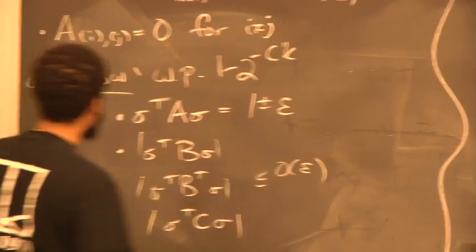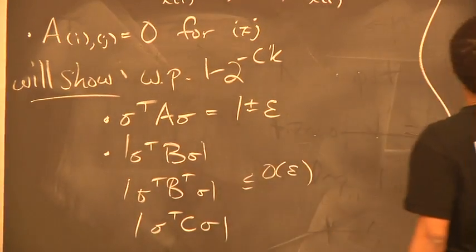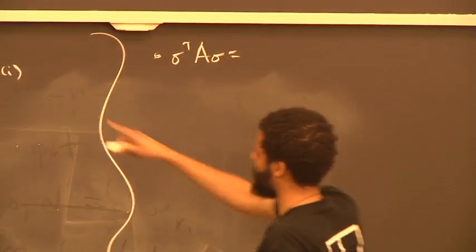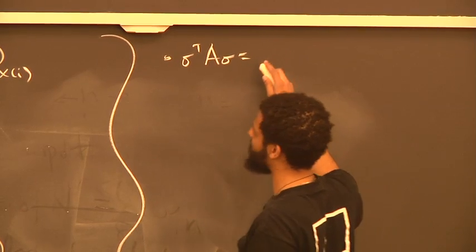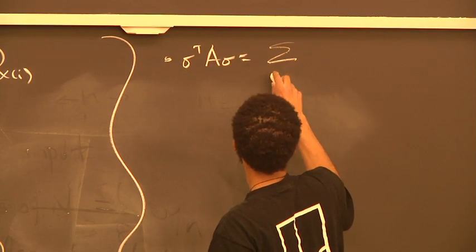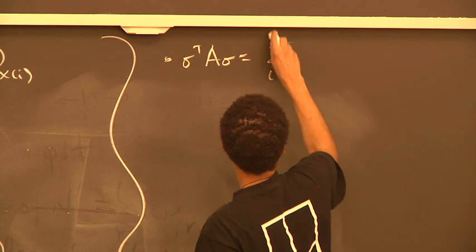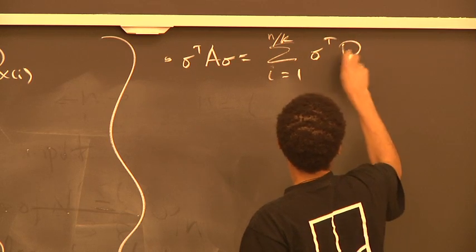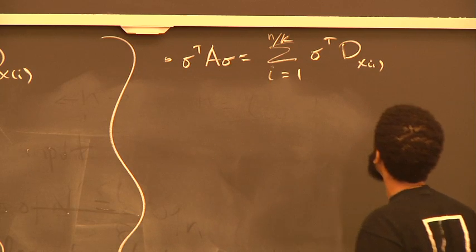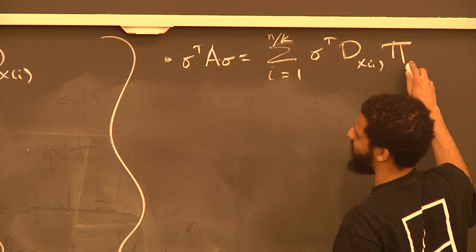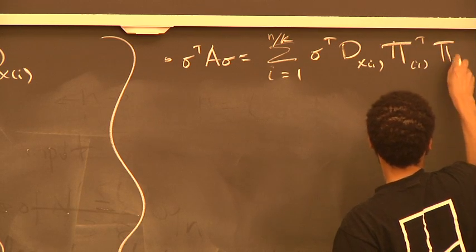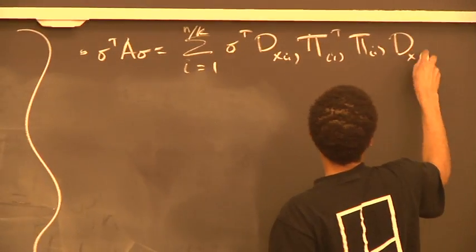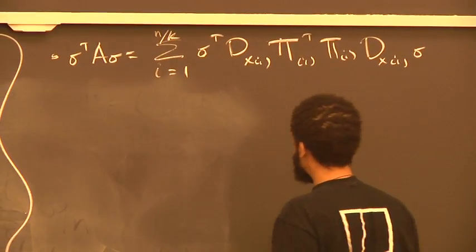Okay, so let's do this. So first of all, sigma transpose A sigma is, what did we say A was? It's that. So it's the sum over all i from 1 to n over k of sigma transpose D_xi pi_i transpose pi_i D_xi sigma. Okay.